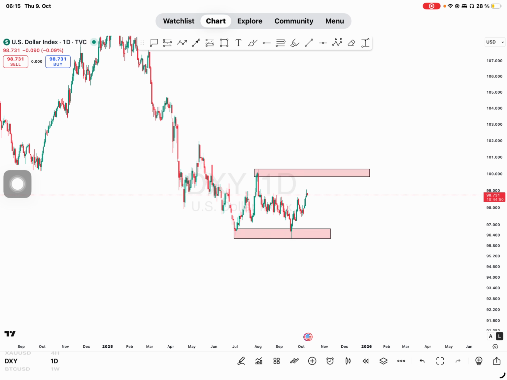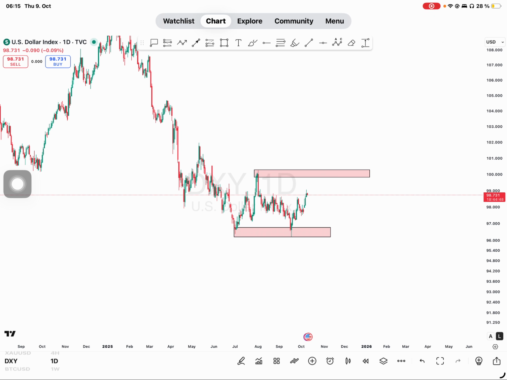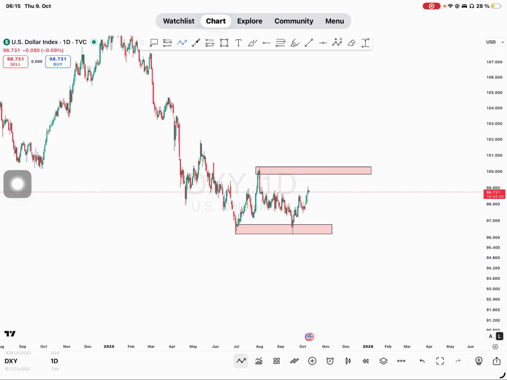So previously, weekly was in a downtrend. This is that downtrend. We have this weekly resistance, which formed this weekly support in the daily time frame. This support formed this weekly resistance. Now price was to continue the downtrend in daily, and also in weekly, but it has failed to do so.